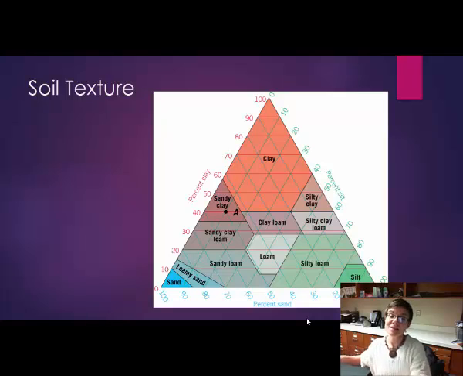Now each one of those has a different role to play in the soil. So if you have a very sandy soil, that's very good for drainage. So the soil that my house is built on is very, very sandy.